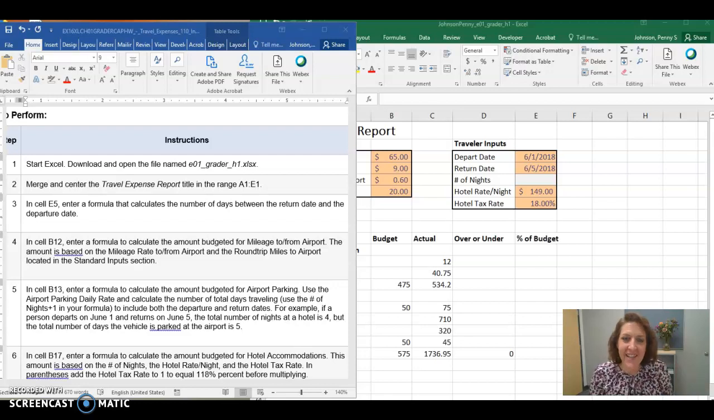Hi there. In this video, we're going to take a look at the Chapter 1 Capstone. Specifically, we're going to complete steps 4 and 5. So you can see on the screen, I have the instructions displayed. Let's start with step 4.